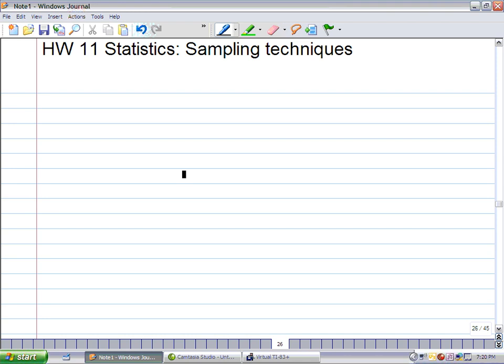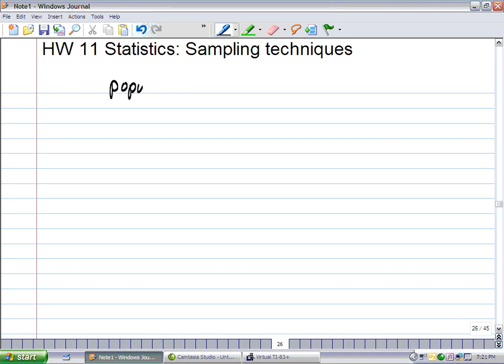We finally arrived at the final section that we will be looking at this semester, and that's statistics. So both homework 11 and 12 deal with statistics. Statistics is the gathering, organizing, and sometimes extrapolating and inferring about populations based on samples.